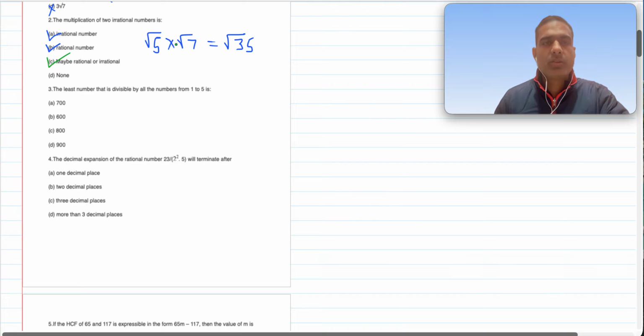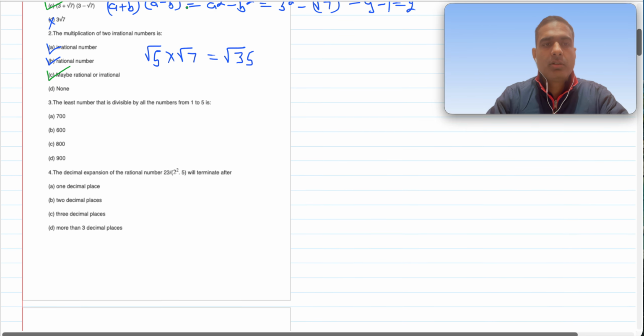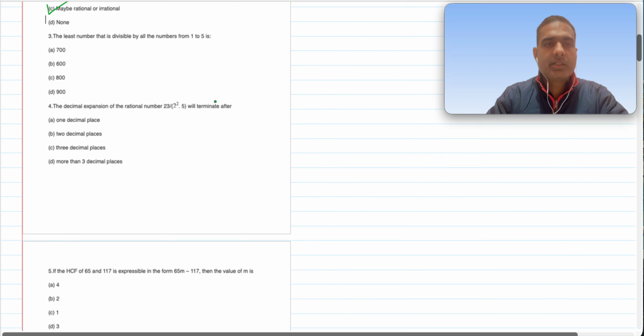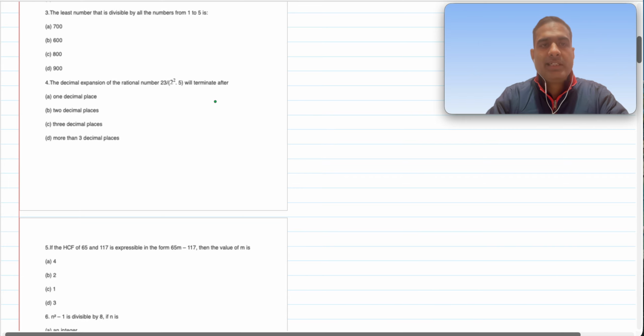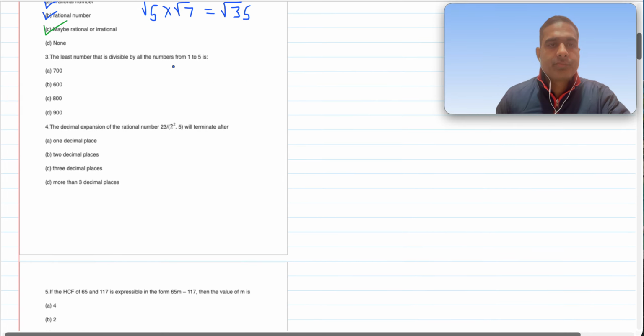Okay. So I hope this would be clear. Now moving to the third question. Third is an interesting question. The least number that is divisible by all the numbers from 1 to 5. Okay. Basically this question was the least perfect square number that is divisible by all the numbers from 1 to 5.